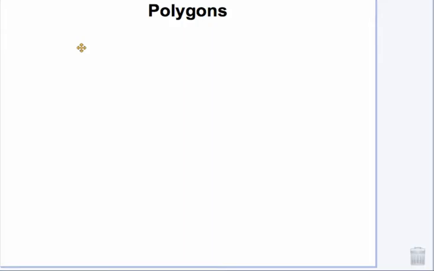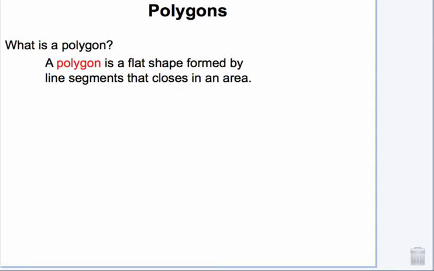Good evening. Tonight our video is going to be on polygons. So, what is a polygon? A polygon is a flat shape formed by line segments that closes in an area. Well, let's look at some examples.